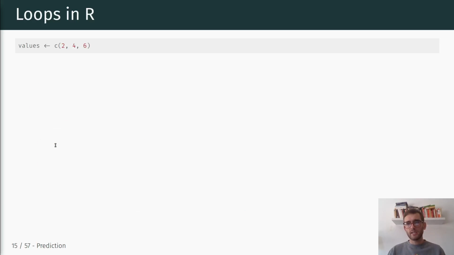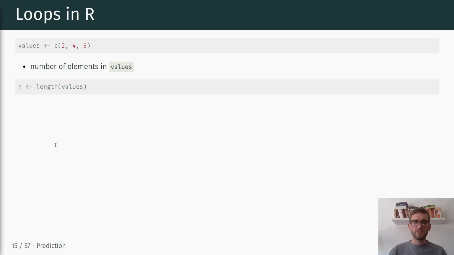So here's a quick illustrative example of what the loop would look like. For example, we have a vector of values 2, 4, and 6 that we created. We can easily extract the number of elements in values using the length command that you've seen before, and we'll just save this in the object n.